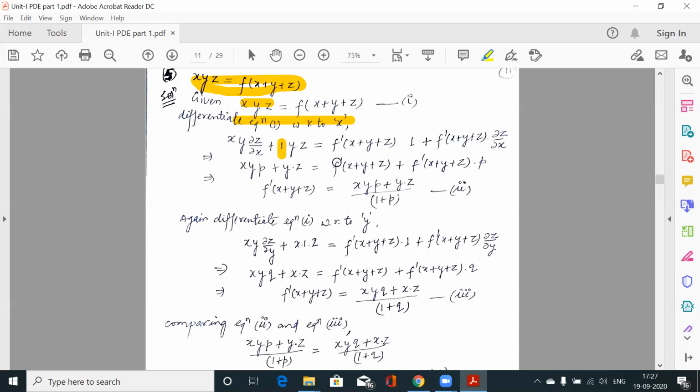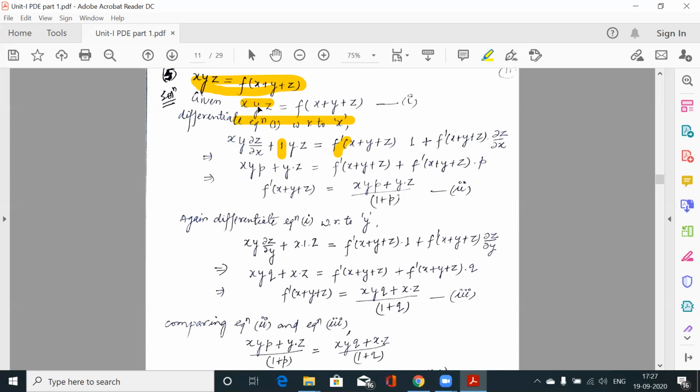This is equal to f; differentiation of f is f dash. Because in the previous questions, on the left hand side we had z only, so we were just writing del z over del x, del z over del y. But in this case, on the left hand side we have this term, it is not only z, it is xyz, and we have to differentiate it with respect to x.